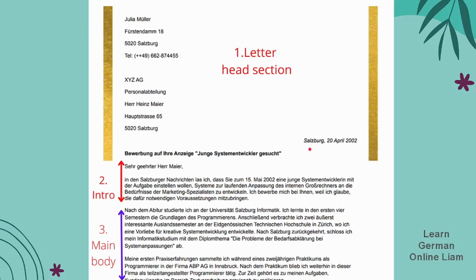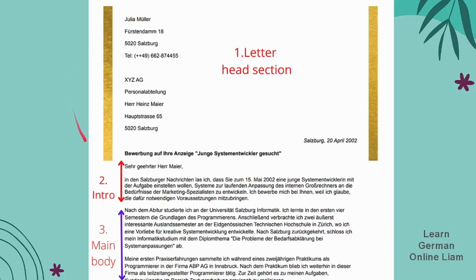Here you could also see the location from where Julia Müller is writing the letter, and then the date, on which date she is writing the letter. Following that, you will have the subject. Subject, if you are going to print it or send it, always make it a little bit bolder, like shown here. So here the subject is Julia is applying for a job application for a junior systems developer. So she has seen an advertisement, Anzeige, for a junior systems developer. So that's the subject line. That's the reason why she is writing this letter.